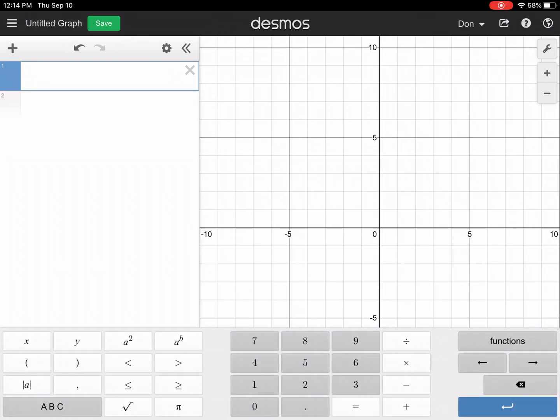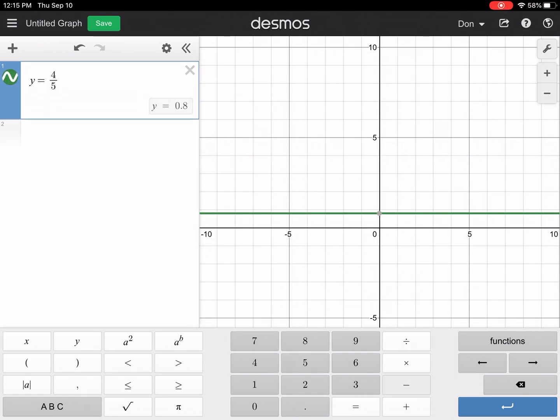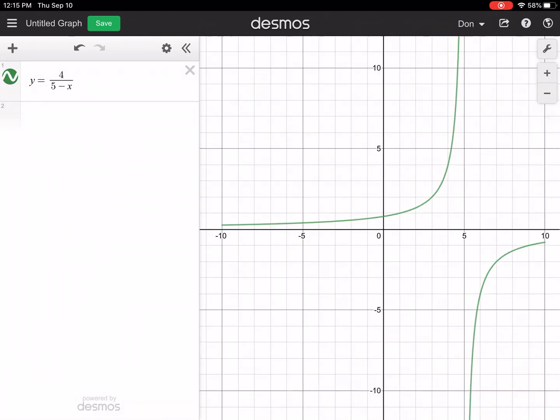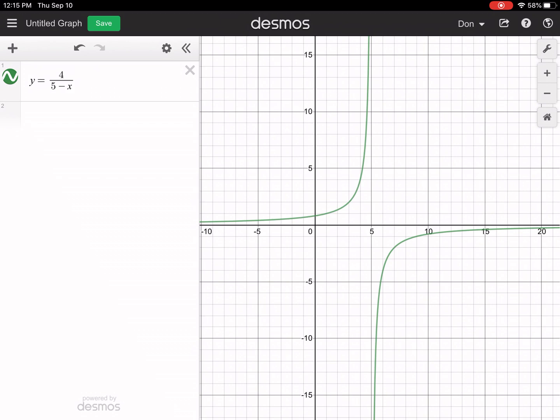So we're graphing the function n at x equals 4 over 5 minus x. I'll just call it y equals 4 divided by 5 minus x. Okay, here's the graph. Same shape, it's been flipped around a little bit. It's got the two parts to it again. There's definitely a vertical asymptote going on. It appears to be at x equals 5.